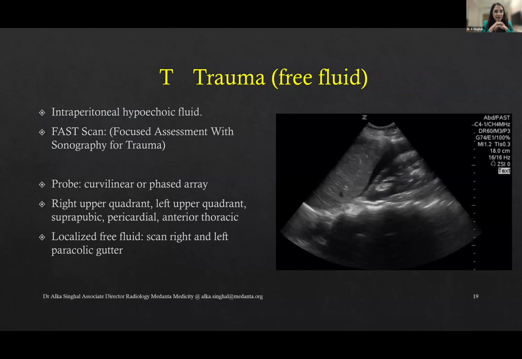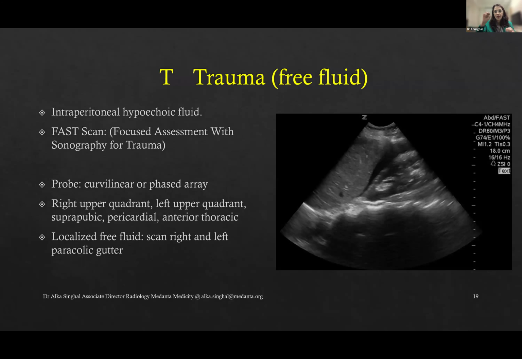Now coming to the T, what is the T? Of course, trauma. In trauma, the first thing we are looking at is free fluid, and then we send the patient up for CT. That's what we often do, right? So where do we look for the free fluid? Usually we look in the Morrison's pouch, or we look in the dependent areas, right? So of course, the FAST scan is what is quickly done.